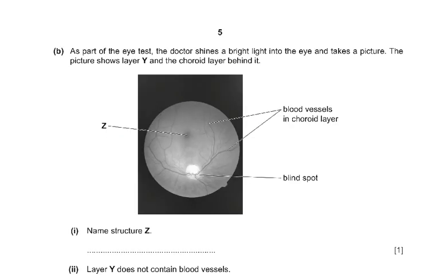And then we go ahead and we see the B part of the question. As part of the eye test, the doctor shines a bright light into the eye and takes a picture. The picture shows the layer Y, which is the retina, and the choroid layer just beneath it. So there are the blood vessels in the choroid layer, there's the blind spot, and there's the Z part. Then it's supposed to name structure Z. Now structure Z is nothing but the fovea.